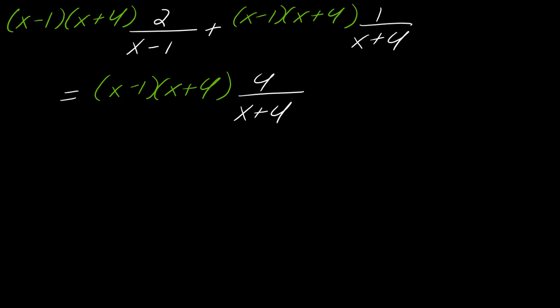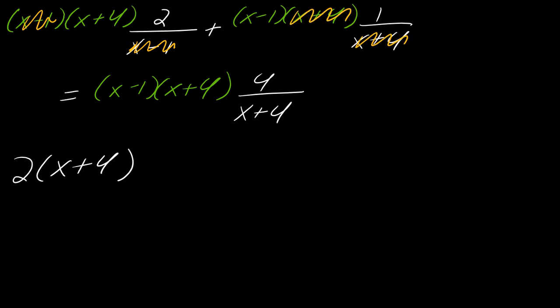Okay, so what do you think you do from here? Well, the purpose of the LCD in this case is to clear out denominators. So let's go ahead and make some cancellations. So starting with this first fraction here, these x minus 1s are going to drop out. So what am I left with? I'm left with 2 times x plus 4. Next, I've got these x plus 4s, so those are going to drop out. So what am I left with? I'm left with x plus 1 times 1.